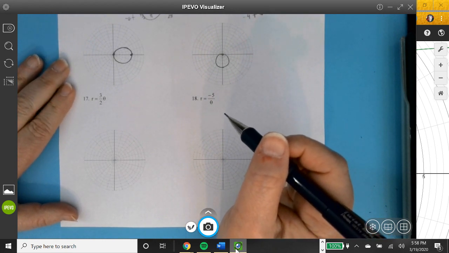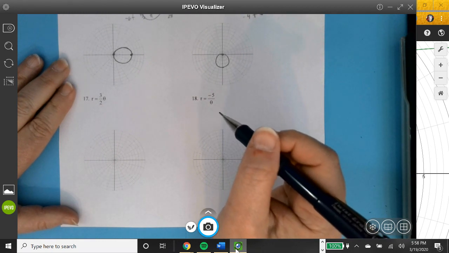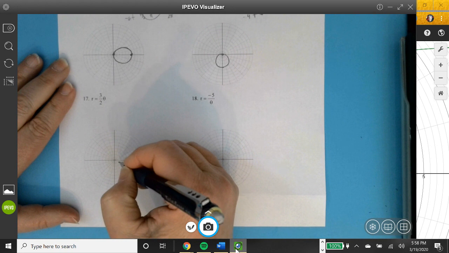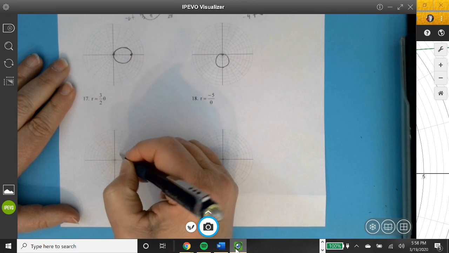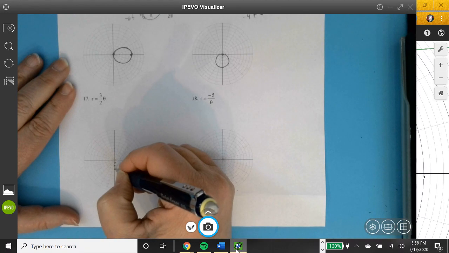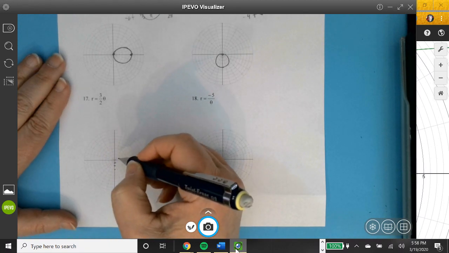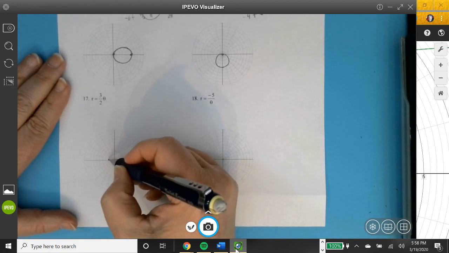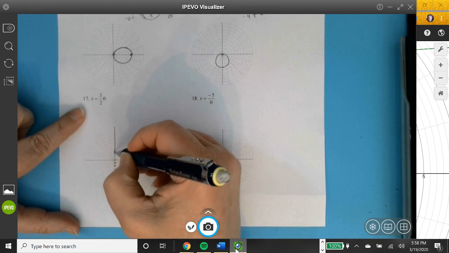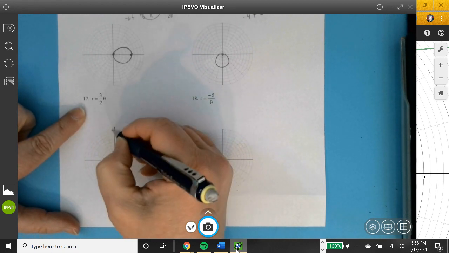Okay. You're back. Theta equals 3 pi over 2. That means for any r, your angle is going to be 3 pi over 2. So at 1, it's going to be 3 pi over 2. At 2, it's going to be 3 pi over 2. At 3, it'll be 3 pi over 2. Let's see if it works for the negative numbers. At -2, it'll be 3 pi over 2. Oh, yes, it does. Look at that. It's the y-axis. This is a fancy name for the y-axis.